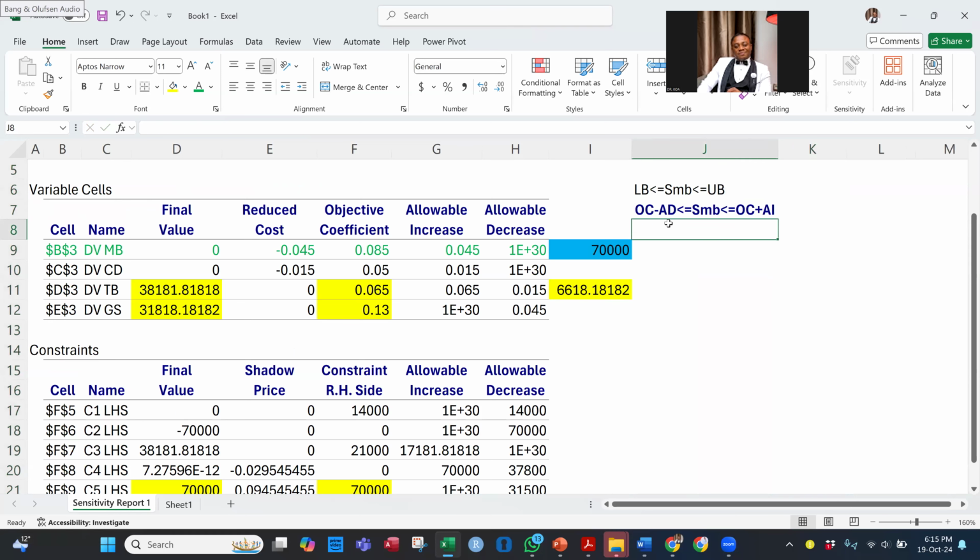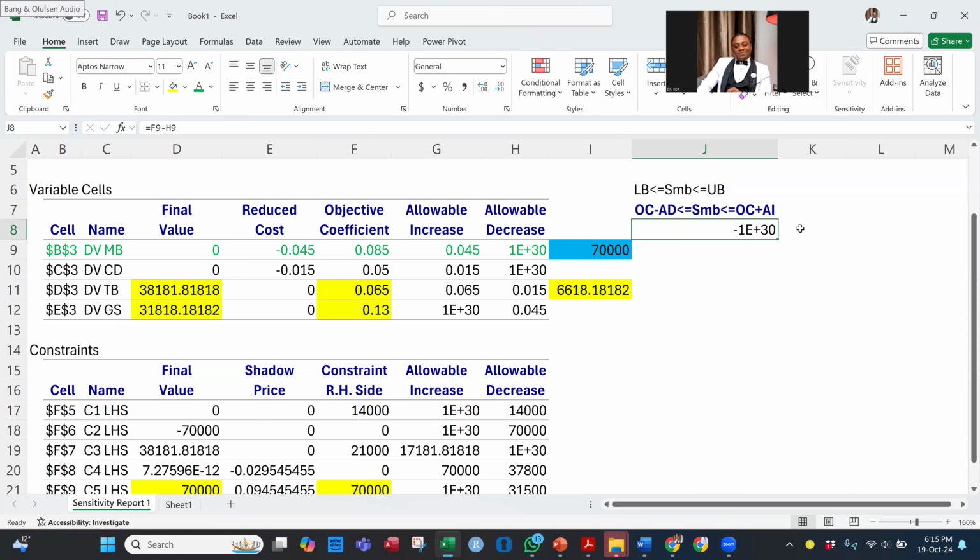Now, how do you calculate that? Well, look at it. Take this value here. And then take the objective coefficient. Objective coefficient is 0.085%. I'm doing the lower bound. The lower bound, you have to do minus the allowable decrease. This is allowable decrease. That value here is infinity. 1e plus 30 is infinity. So when you do any number minus infinity, you are going to get minus infinity. You see that here. So that's a minus infinity.